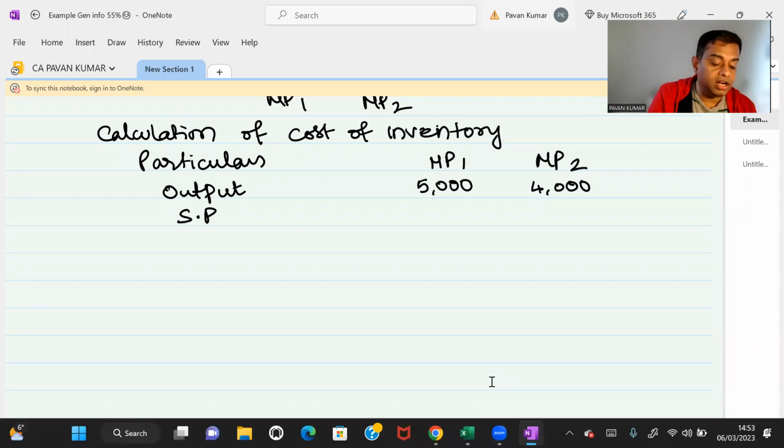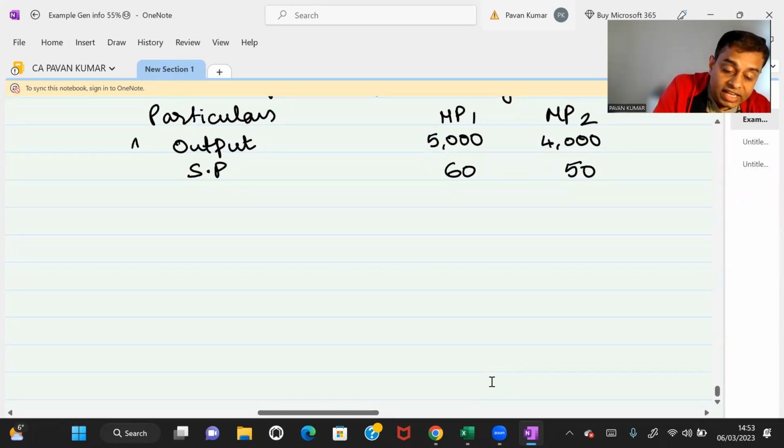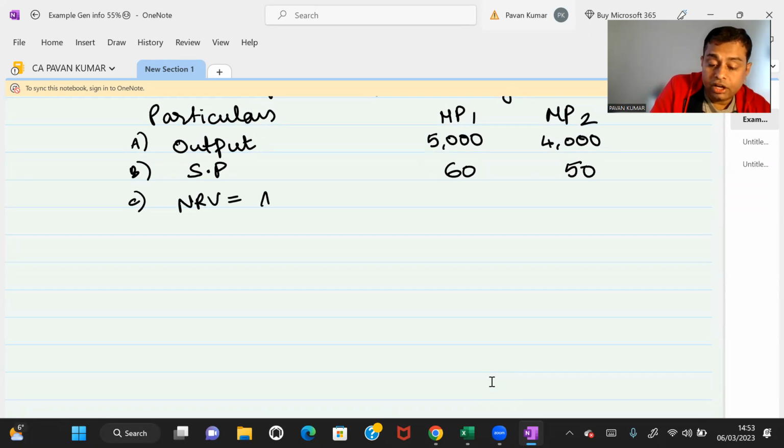Someone told 250 and 100, yet that is closing stock. Who said 250, 100? It is 60, 50. Selling price. So can you calculate and tell me sales? Output and selling price, can you calculate and tell me net realizable value? 60, 50. Okay, now calculate. This is A, this is B. C, net realizable value, is equal to A into B.